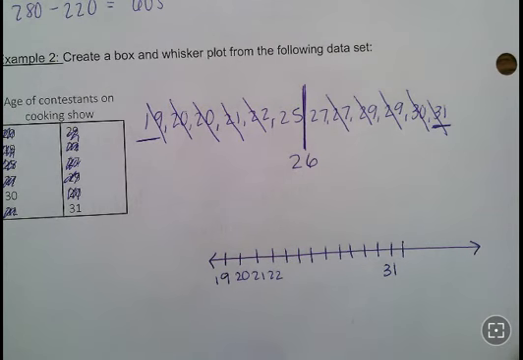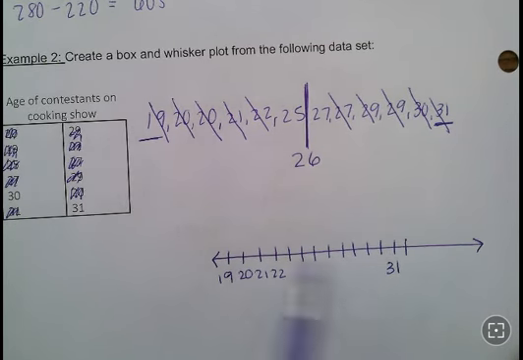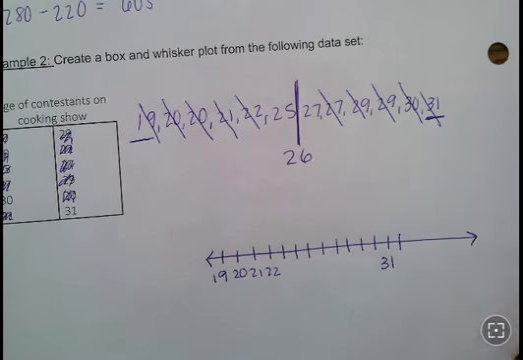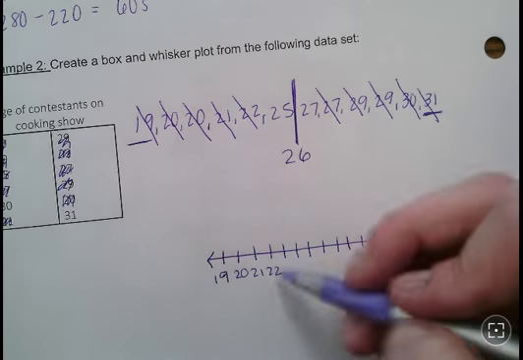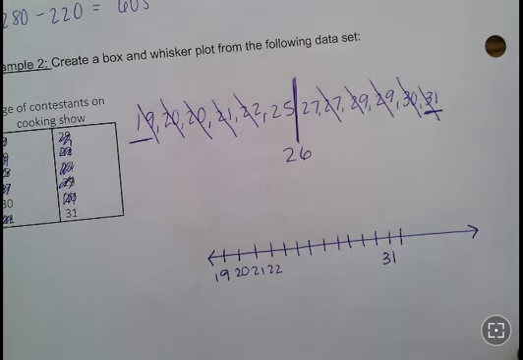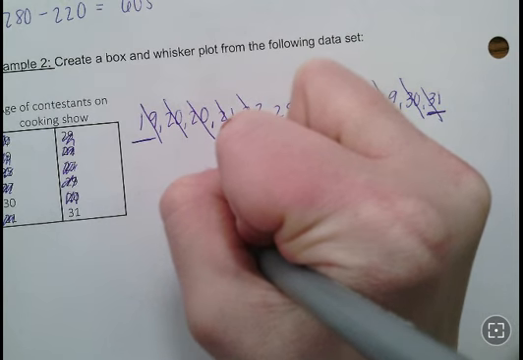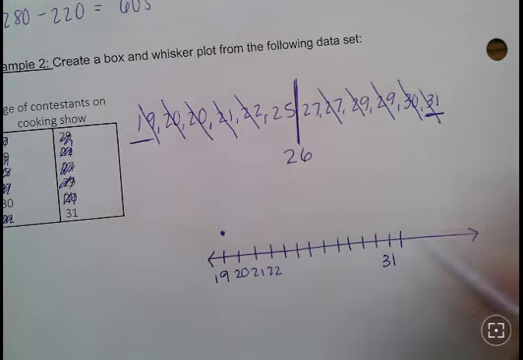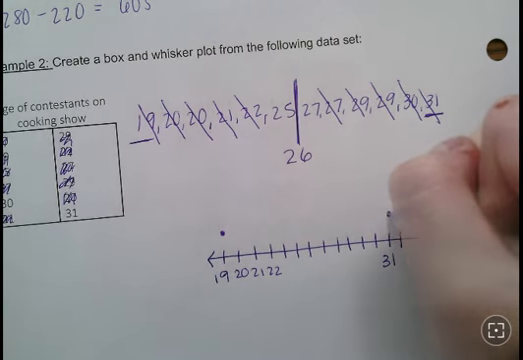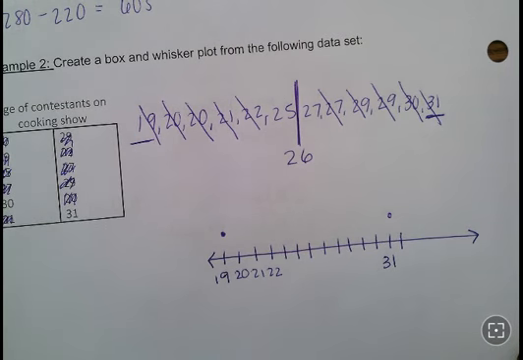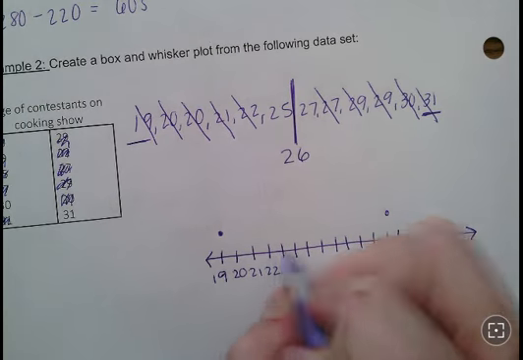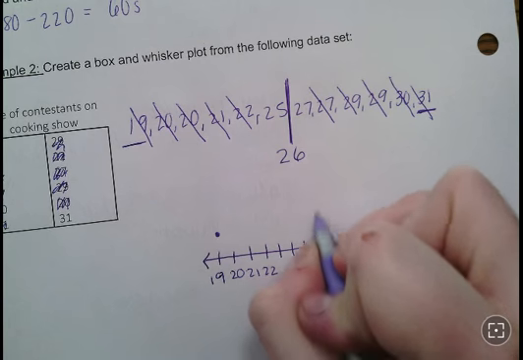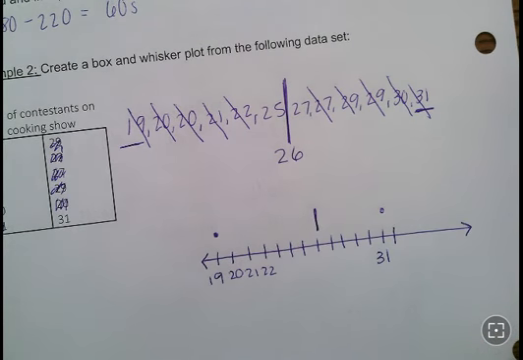So my tick marks are evenly spread, and I counted by the same amount each time. You don't have to label all of your dots either. Do you see how I only labeled some of them so I could count? I know that my least value is 19, so I put a dot there. My most value is 31, so I put a dot there. 26 is my median, so 22, 24, 25, 26. That's where the halfway of my box is.